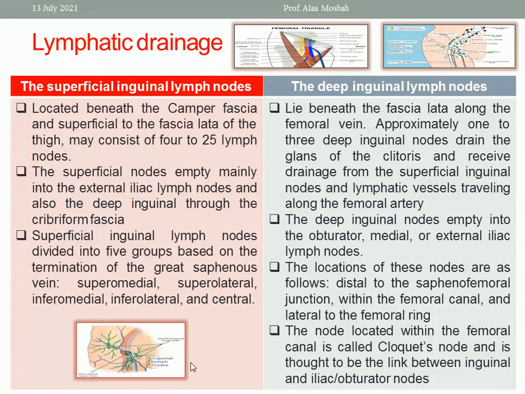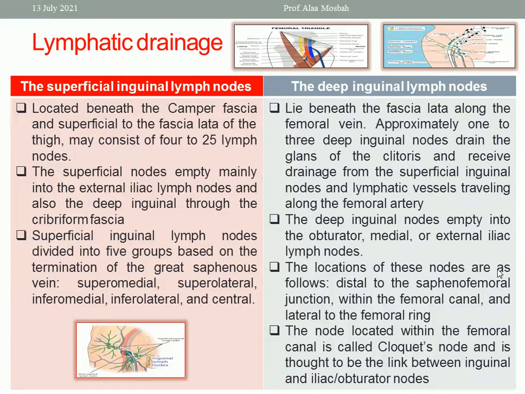Superficial inguinal lymph nodes can be divided into 5 groups based on the termination of the great saphenous vein: superior medial, superior lateral, inferomedial, inferolateral, and the central. What about the deep inguinal lymph nodes? They lie beneath the fascia lata along the femoral vein. Approximately 1 to 3 deep inguinal nodes drain the glans of the clitoris and receive drainage from the superficial inguinal lymph nodes.